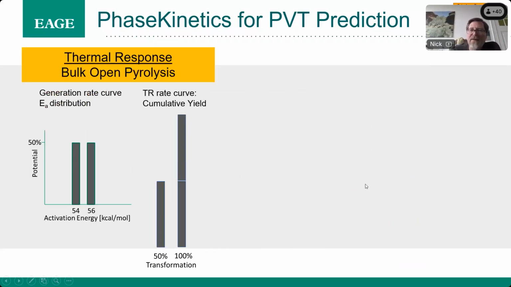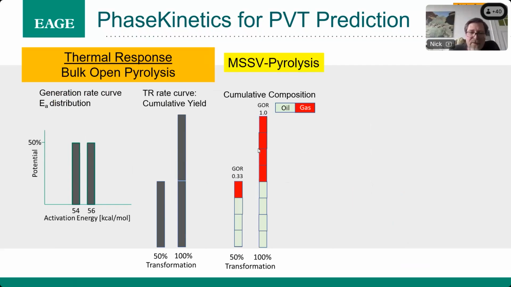This is exemplified in this small sketch, showing a simple activation energy distribution just consisting of two potentials, which account for 50% of the bulk reaction each. Thermal stress would lead to the realization of those potentials and to a cumulative yield curve like this. Now running MSSV pyrolysis to 50 and 100% transformation would lead to cumulative compositions, at the first step, for example, a GOR of 0.33, and at 100% transformation a GOR of 1.0.